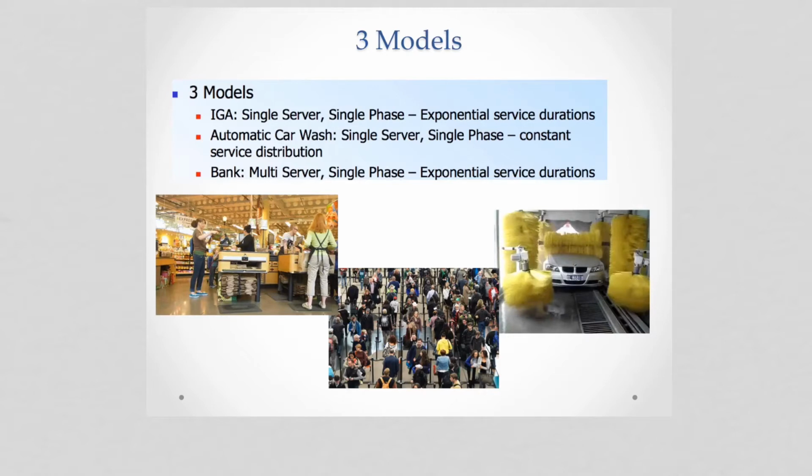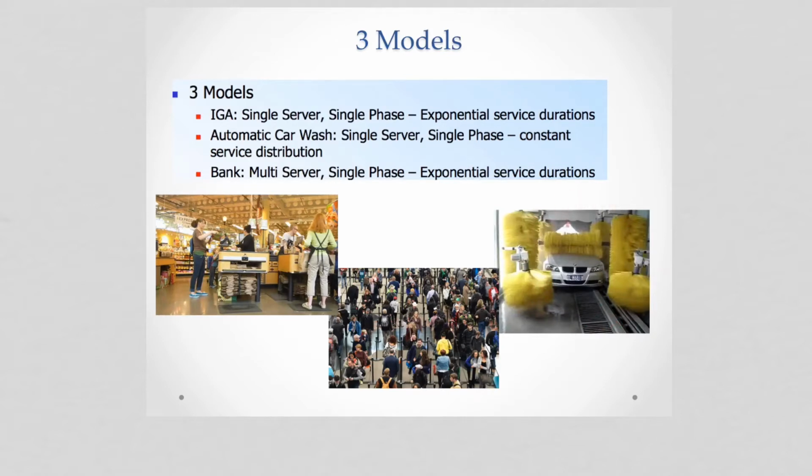Then we've got the so-called automatic car wash model. It's similar to the IGA model, but in this case we have a constant service time. Why is that? Because it's like a robot. Every single car gets washed in the exact same time. It's a constant service time, and that's the case for the automatic car wash model.